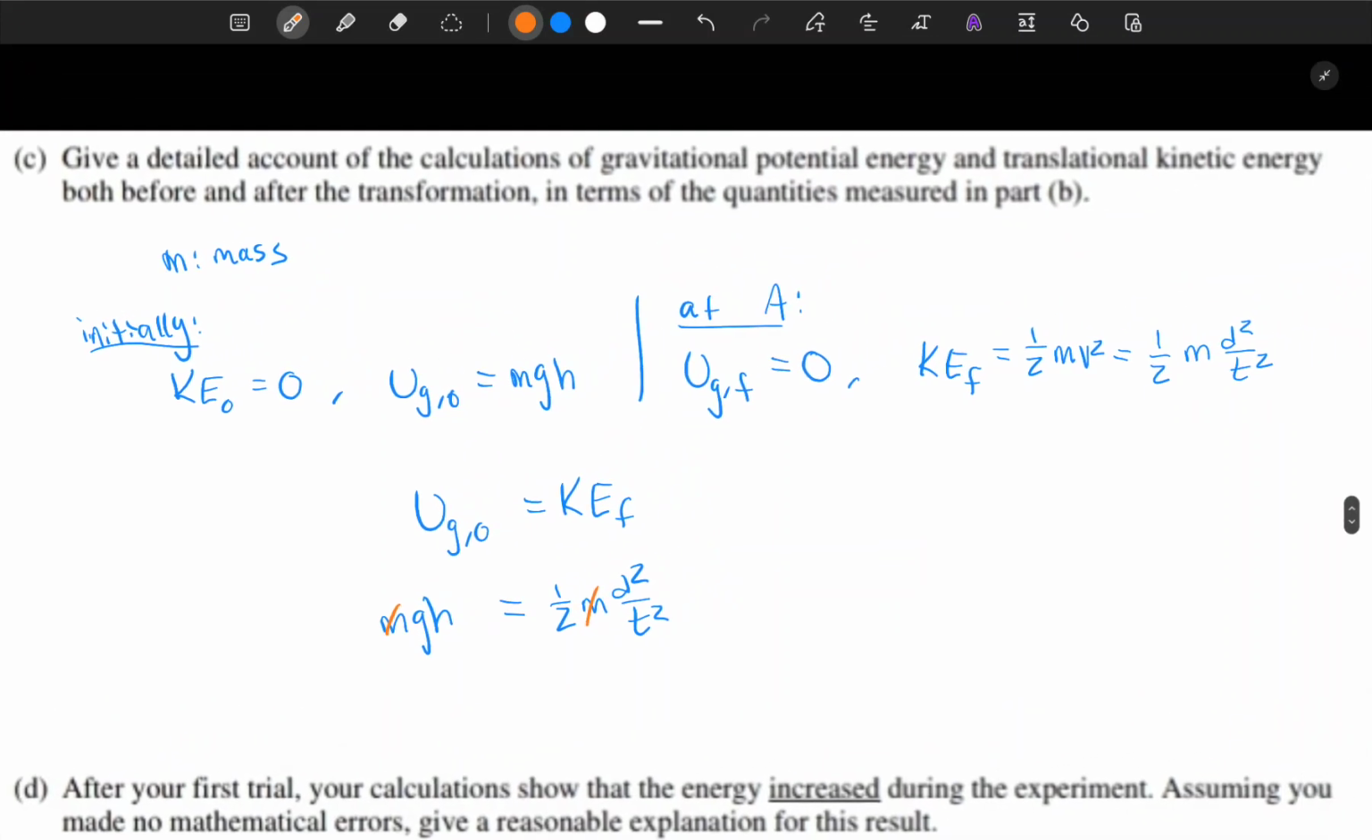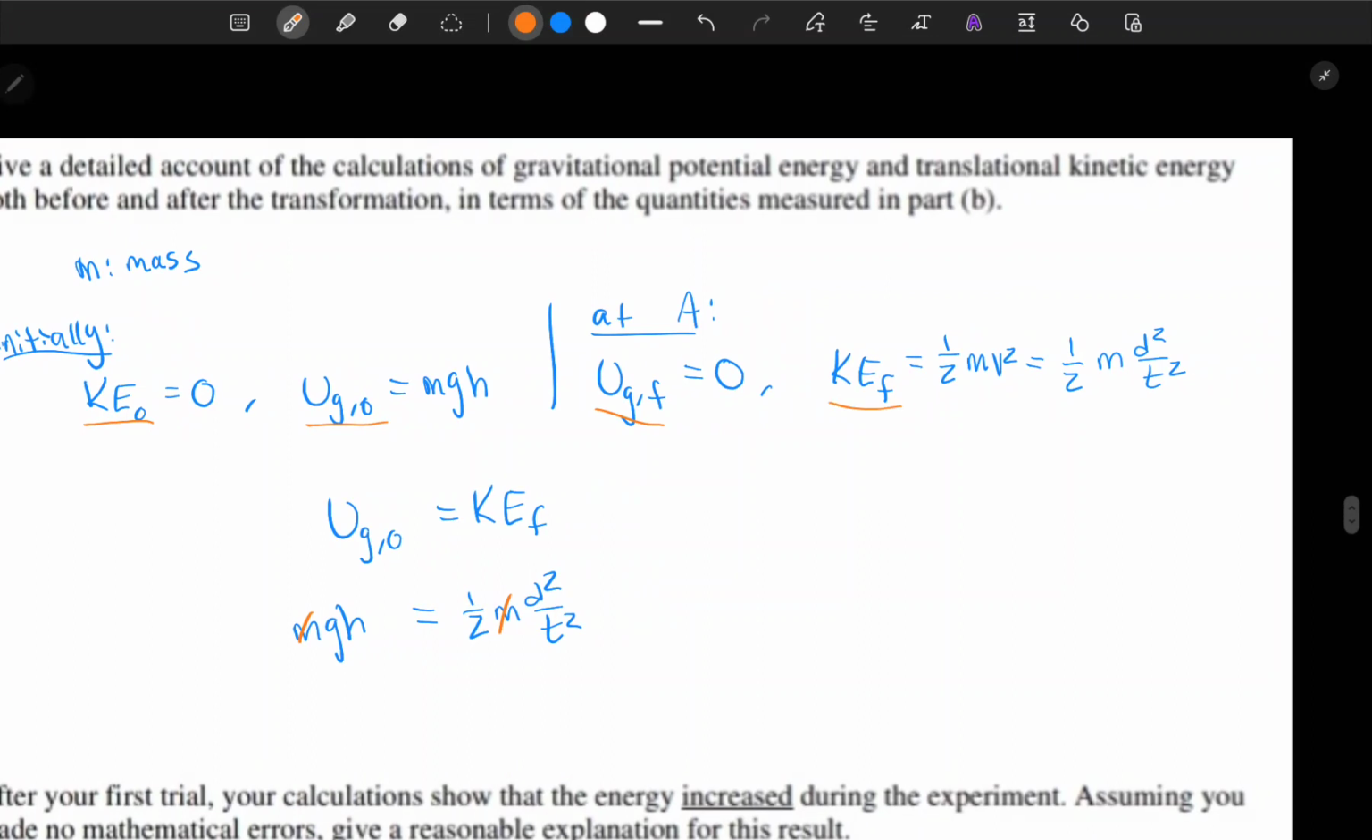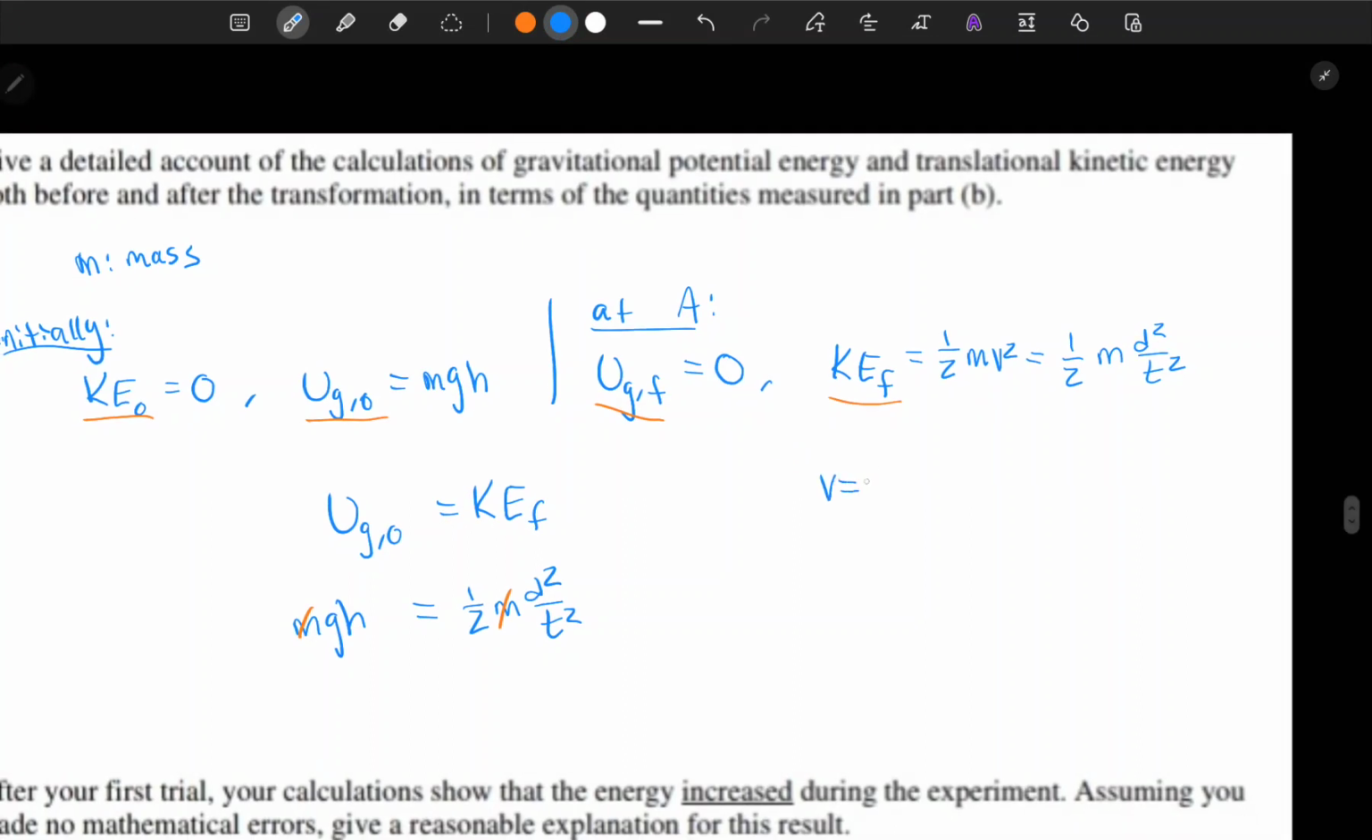As a note for grading, a student would get 1 point for clearly calculating KE0, 1 point for calculating UG0, 1 point for calculating UGF, and 1 point for calculating KEF. And the student gets 2 points for correctly writing the instantaneous velocity v. Here, we've already noted that v is equal to d over t.